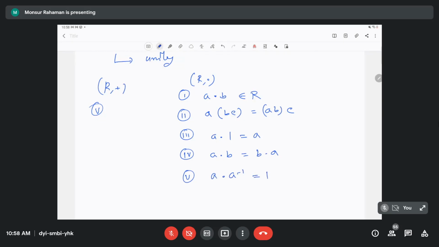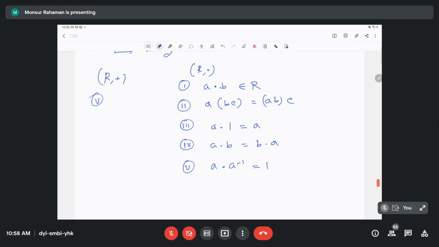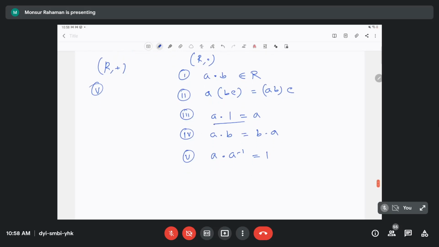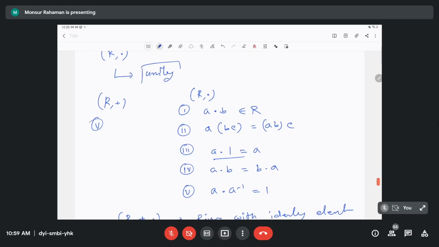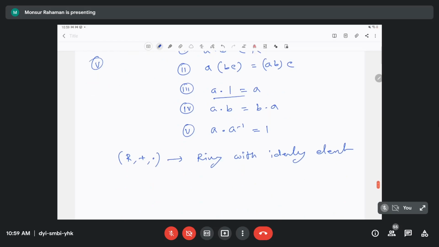Okay. So if it is a ring with an identity element, then we'll call it a ring with identity element, and that identity element we will call unity. And if it is commutative, then we will call it a commutative ring or abelian ring.